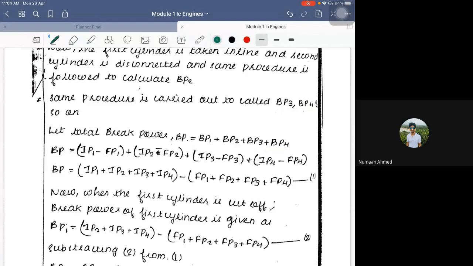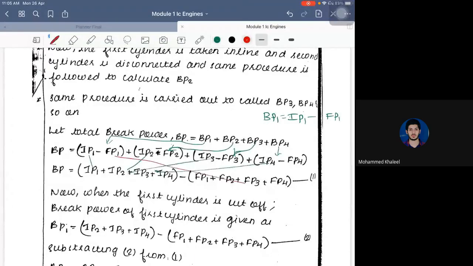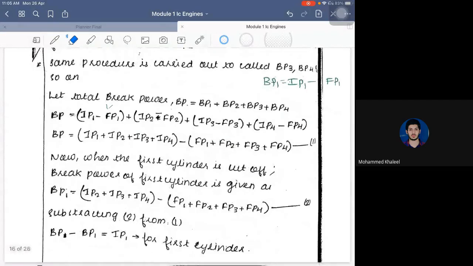Now, BP1, can I write it as IP1 minus FP1? Correct. So similarly, I will write BP1 as IP1 minus FP1, BP2 as IP2 minus FP2, BP3 as IP3 minus FP3, and BP4 as IP4 minus FP4. Once I have written this, I bring all the IPs on one side and all the FPs on the other side. Just rearranging the terms. So it would be IP1 plus IP2 plus IP3 plus IP4 minus (FP1 plus FP2 plus FP3 plus FP4).